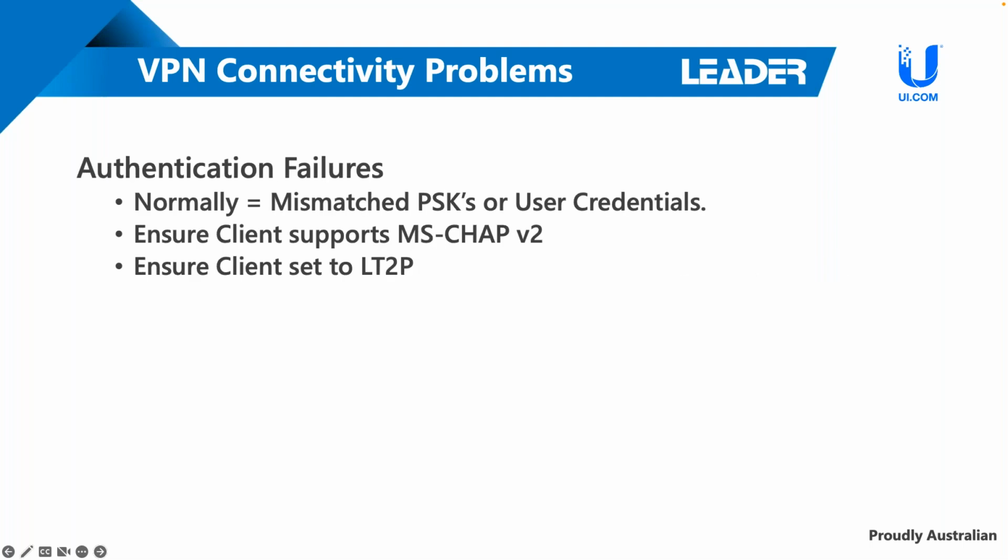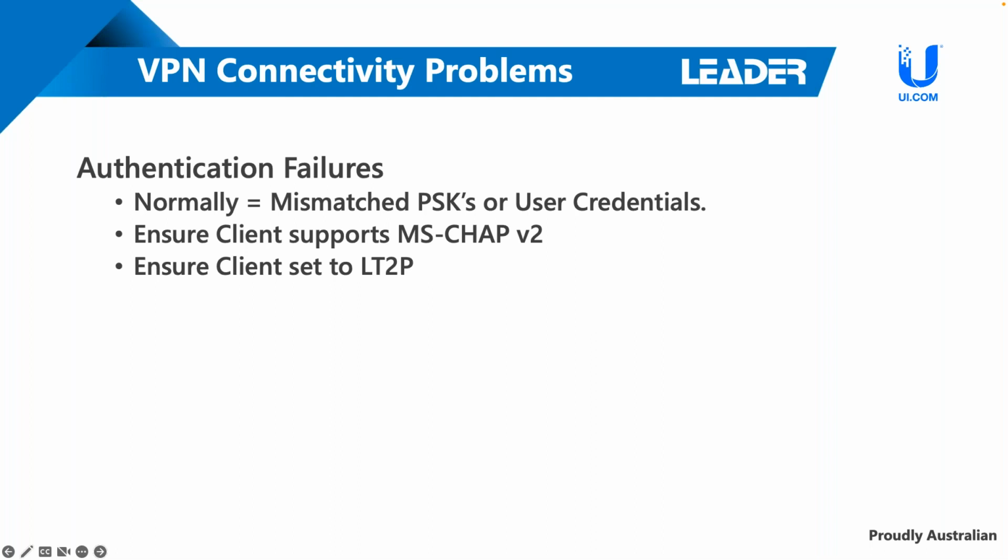Some of the other common problems that we face is authentication failures. So authentication typically indicates two things. It's either a mismatched pre-shared key, in other words, that VPN key that we set up, that test123, or mismatched user credentials. So highly recommend checking both of those. Ensure that the client device supports MS-CHAP version 2. If it's an older device, it might not actually support that. And when we enable strong authentication, that is essentially what we ticked there.